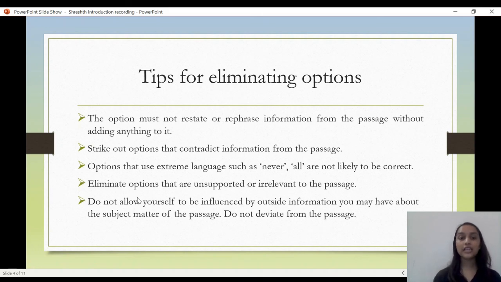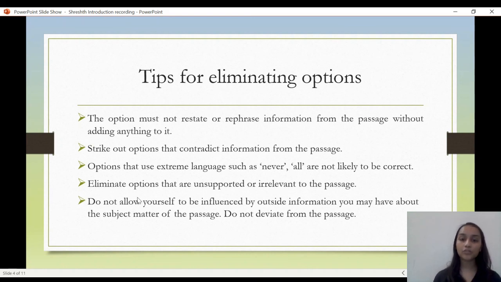Third, options that use extreme language such as never or all are not likely to be correct. Usually the information on which your inference-based questions are asked consists of nuanced statements. So those options which have extreme words like never, all are not likely to be the correct answers.